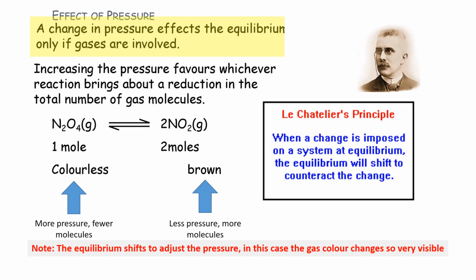And so if you increase the pressure in a reversible reaction that's at dynamic equilibrium and all the particles are gas, what will happen is it'll bring about a reduction in the total number of gas particles. So the equilibrium will shift so that there are fewer gas particles in the container.